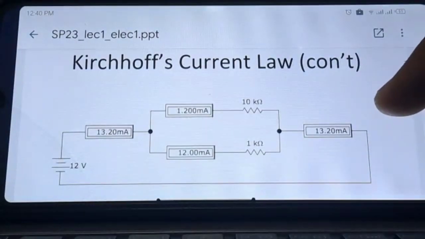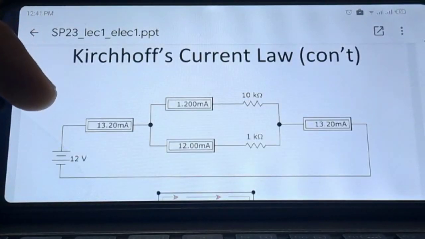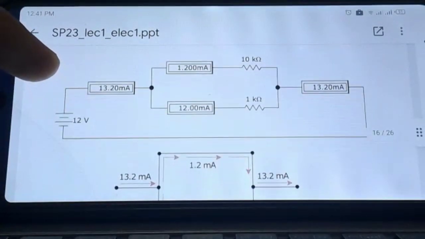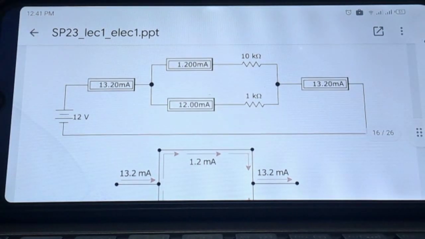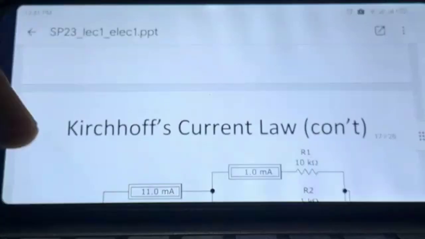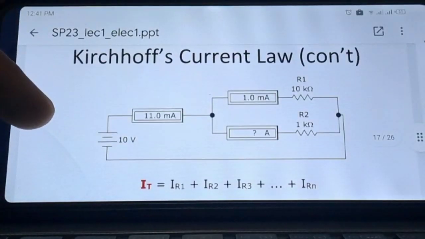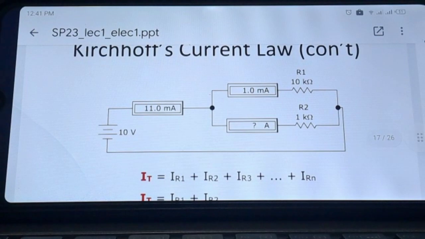So here we have two different circuits. This circuit shows when the resistors are in parallel, the current may divide. And the second circuit shows when resistors are in series, the current may not divide, the voltage may divide.